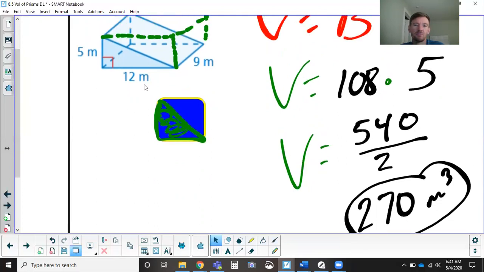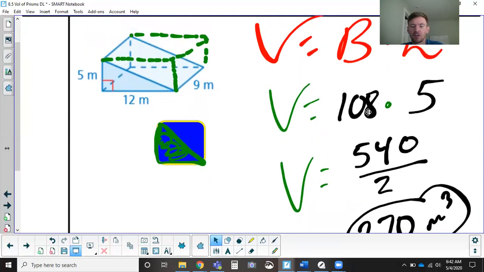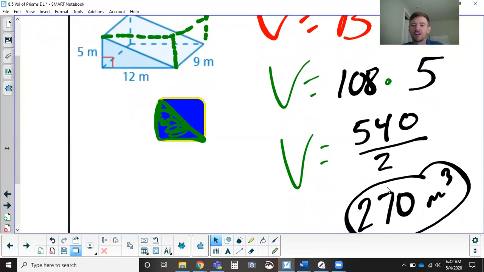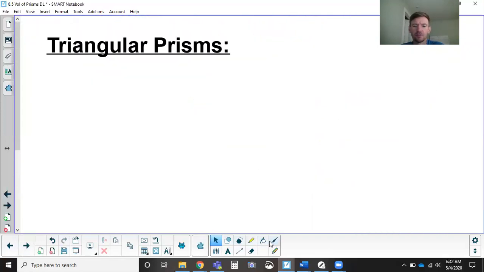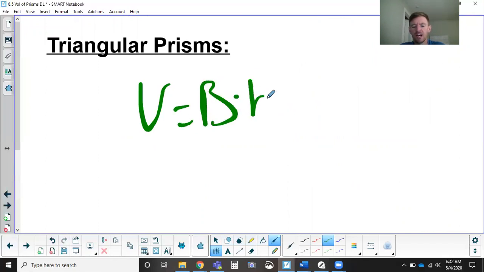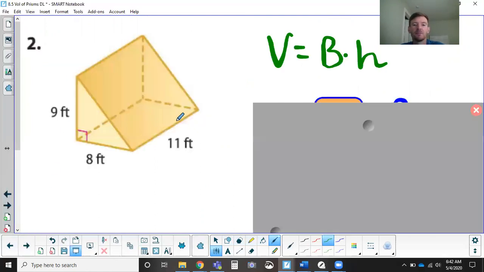Again, big B times H: 12 times 9 is 108, times the height of 5, divided by 2 because it's a triangle. You're dividing by 2 because it's a triangle. So in your notes, when it's a triangular prism, not only is the volume big B times the height, you also have to divide it by 2 because it's a triangular prism. Practice a couple more of those.